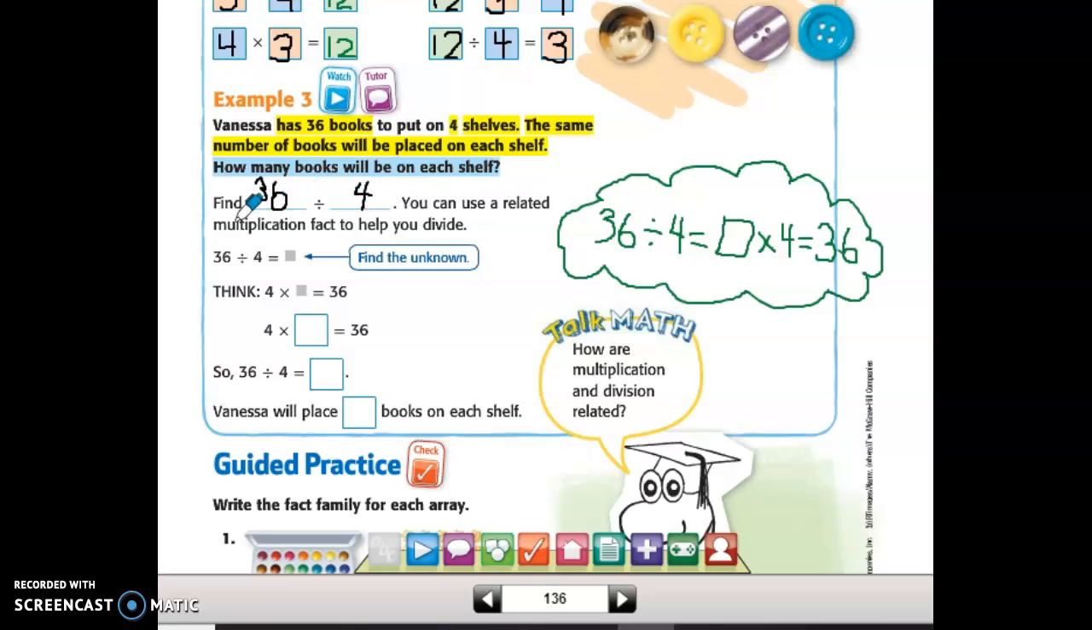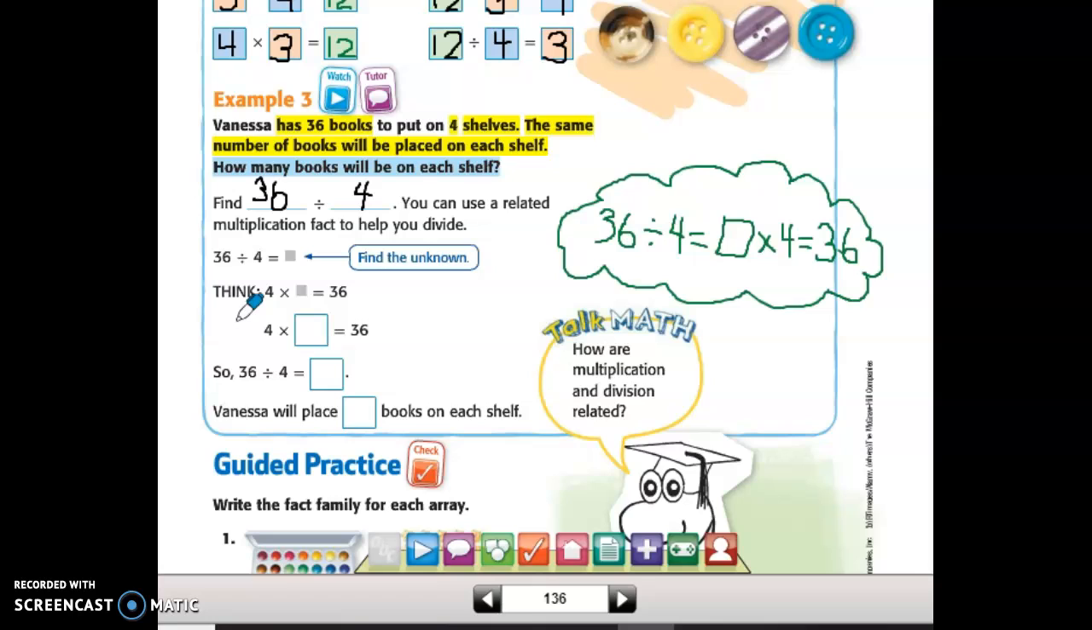You can use a related multiplication fact to help you divide. And this is how I think of it. I think of it as 36 divided by 4 is the same thing as a variable or box times 4 equals 36. So when I look at an equation like this, instead of reading 36 divided by 4 is something, I read it backwards and I say what times 4 is 36. And for me that's not as scary when I'm thinking multiplication.